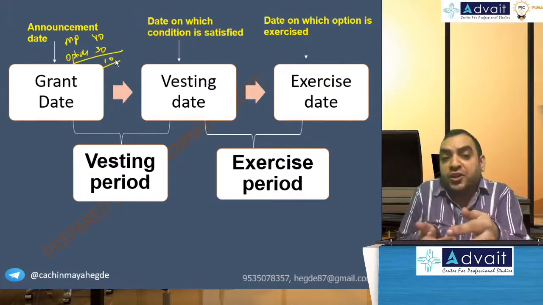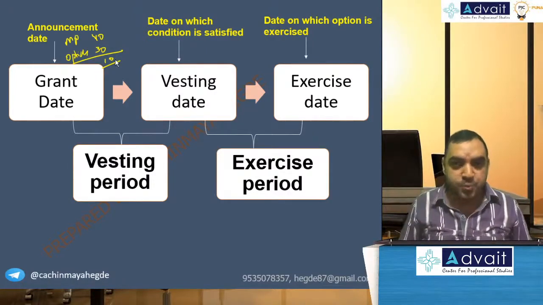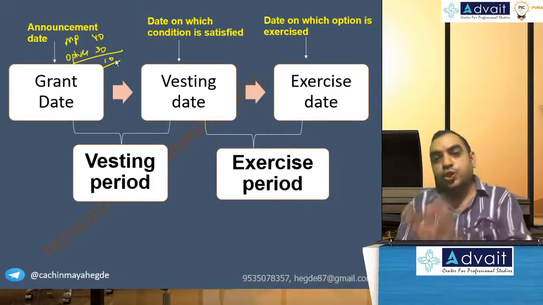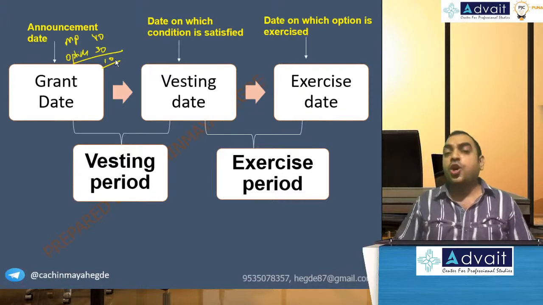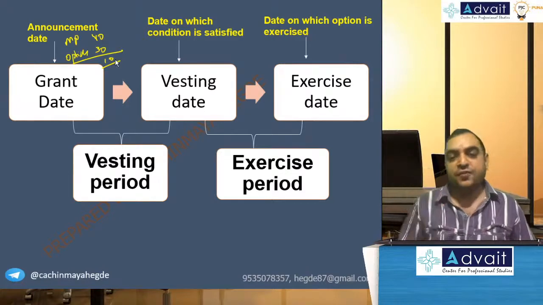And how do you account for the time gap? You do a present value of it. That is what is called the value of option, fair value of option. You may compute under binomial model, you may compute under Black-Scholes model, or any other fair valuation model. But that is not part of FR. In the examination, they will give you the fair value.